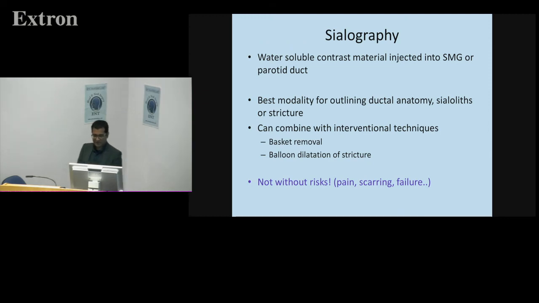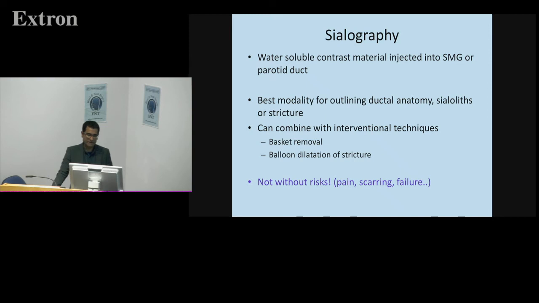Now, sialography is basically when you inject contrast material, so water-soluble contrast material, into the parotid or submandibular duct. And it's by far the best modality for outlining ductal anatomy. So strictures and sialitis, it's the best that's out there. And the nice thing is you can also combine it with interventional techniques. So things like basket removal, they can dilate any strictures with a balloon, but obviously it has its own risks.